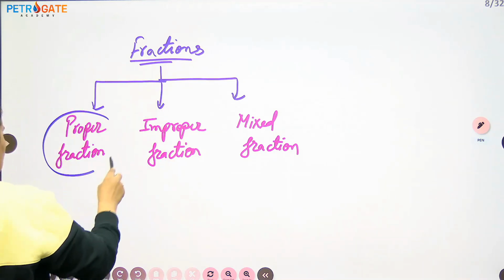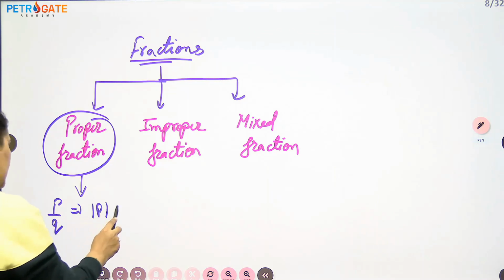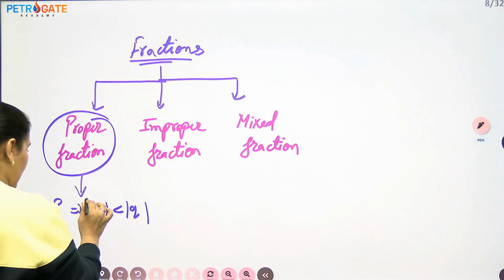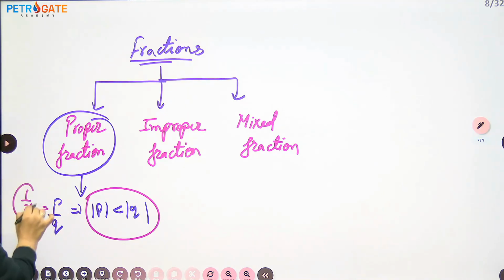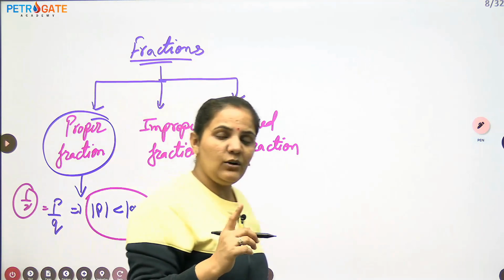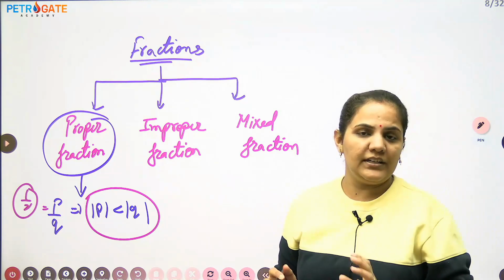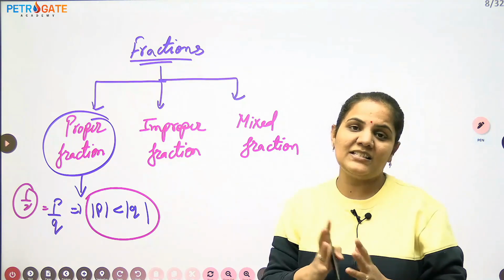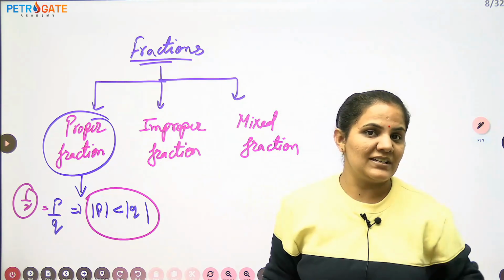Now, let's start with the proper fraction. Proper fractions are those fractions which we can write down in P by Q form, where the value of P is less than Q. Let's take an example. If I write down 1 by 2, this is my proper fraction, because the numerator is always less than the denominator. If the numerator is less than the denominator, we will say that particular fraction is called a proper fraction, guys.